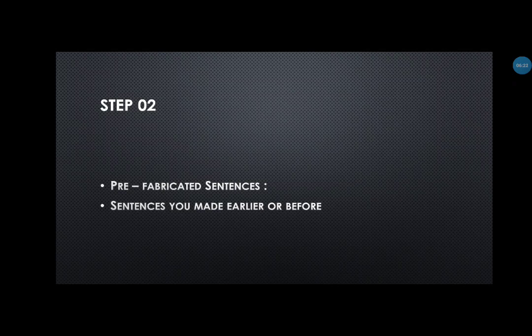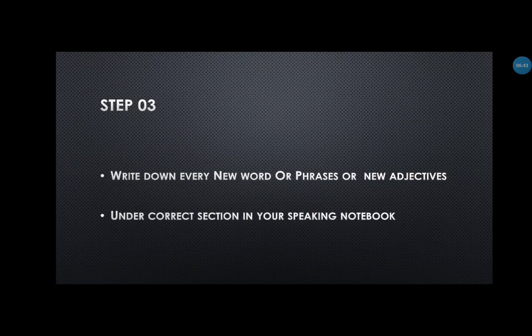So, what happens when you want to speak with someone about friends or friendship? What happens is that your mind immediately goes to the friends and friendship section, opens it, sees all the sentences and vocabulary that you have made, and makes sentences by mixing those or using those directly. Now, you know the topic, you know some sentences about it. What's next? Step 3 is to write down every new word or new phrase or new adjective or whatever you learn under its correct section in your speaking notebook.